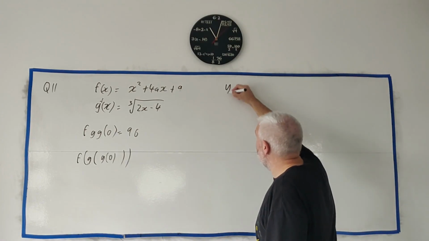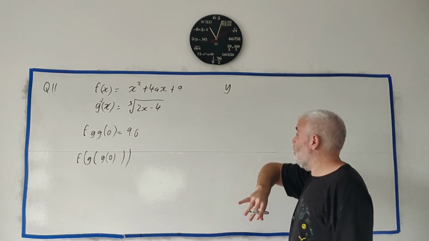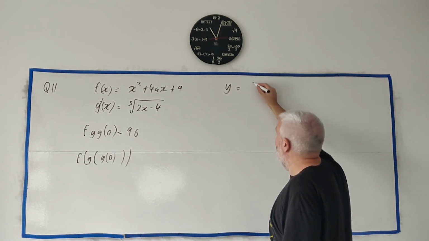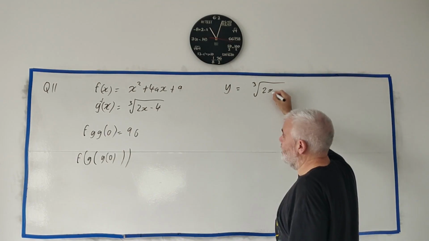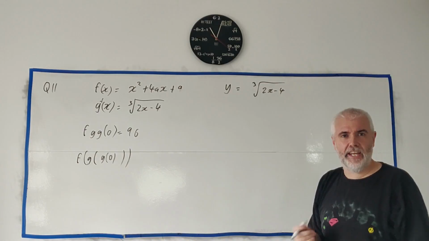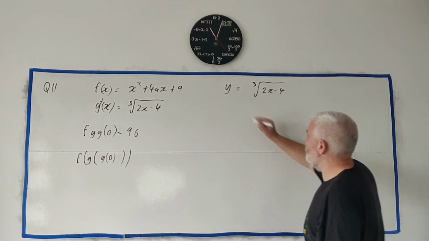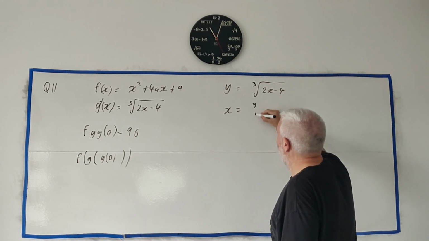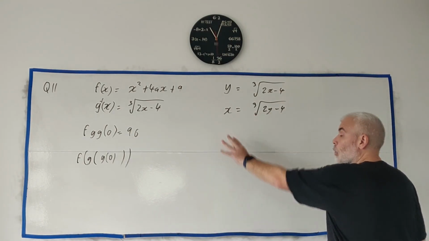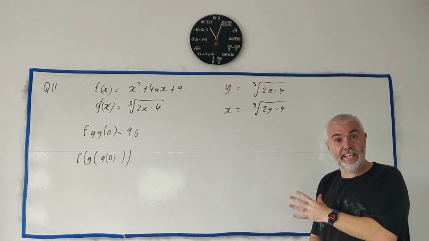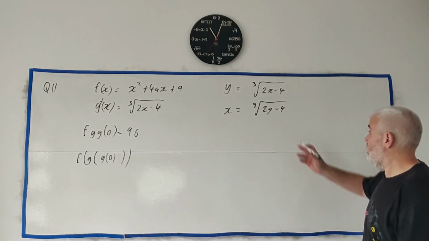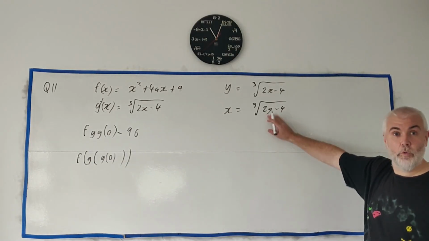To get the inverse of a function, there are slightly different ways. I just write out this function as y is equal to the cube root of 2x minus 4. And then I switch the x and y. Some people switch the x and y later. That's fine. Doesn't really make much of a difference. So x is equal to the cube root of 2y minus 4. I now just rearrange this so y is on its own. And whatever that is, that will be the inverse of the function I started with.